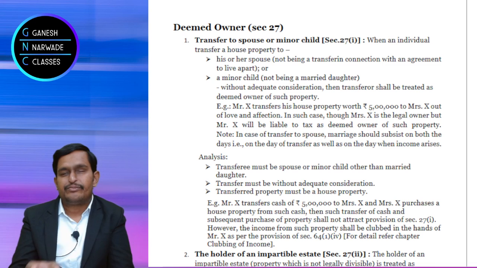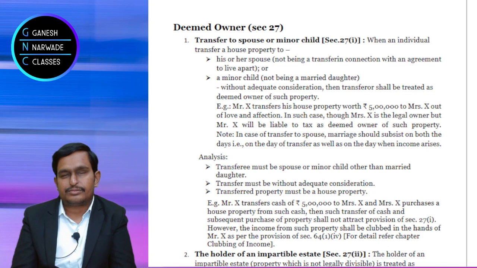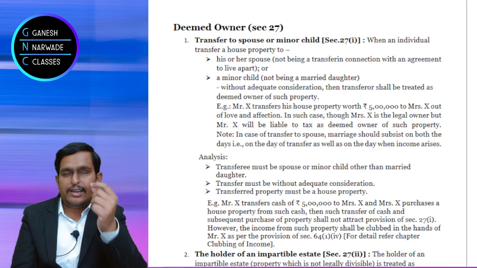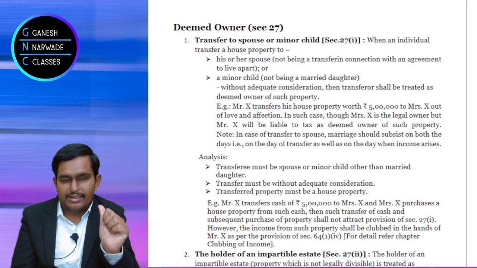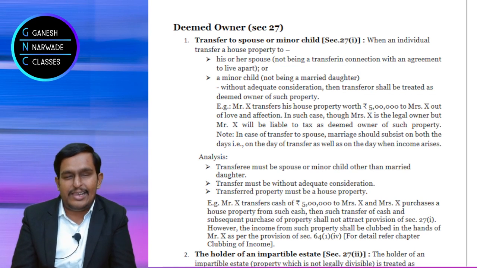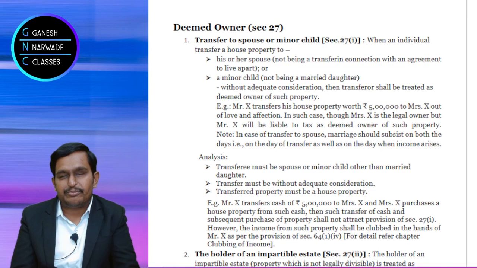Simple, correct? Very good. Now, if the property is transferred to a minor child, then the transferor is the deemed owner. But if the child has paid consideration, then the child is the owner. If the child is a married daughter, then the married daughter will be the owner, but not the transferor, not the parent. Okay, very good. This is under section 27 clause 1.